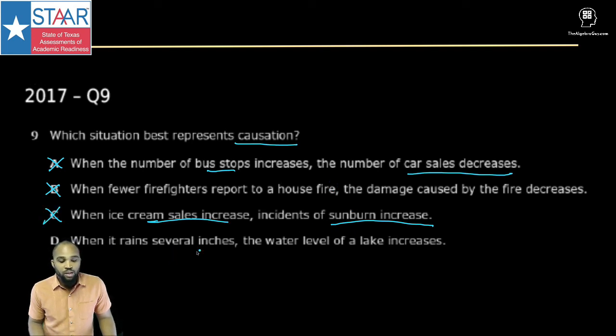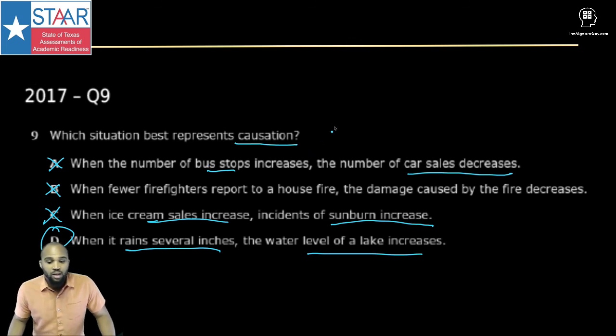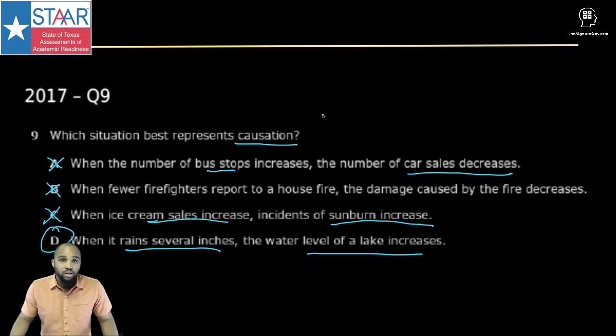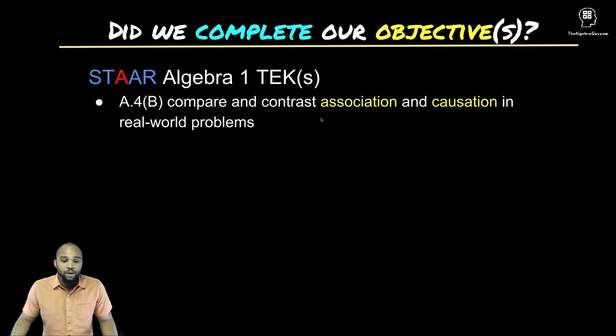When it rains several inches, the water level of a lake increases. Well, that makes sense. When it rains, does that rain cause the water level to go up? Absolutely. That just makes a lot of sense. So that's what you want to look for with causation and association, particularly the word causation, because that's the one that comes up a lot, as you can see.